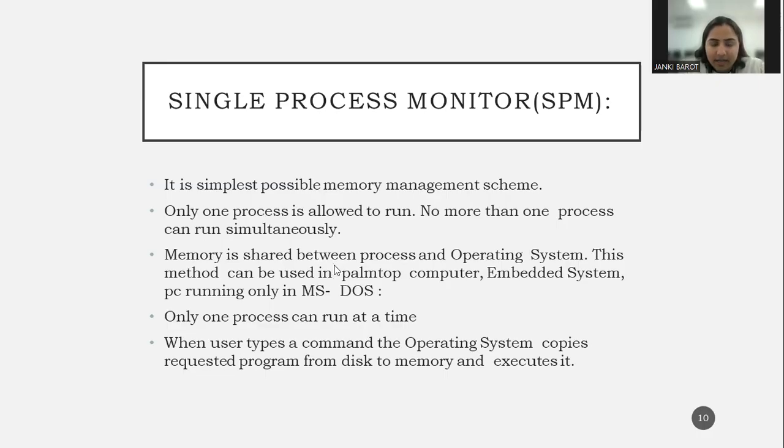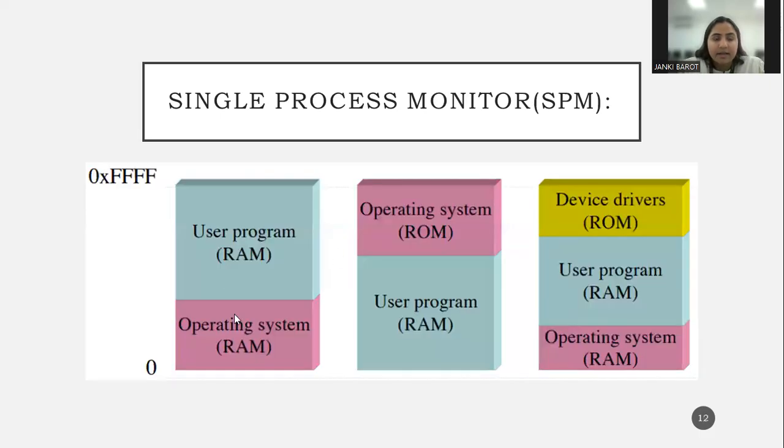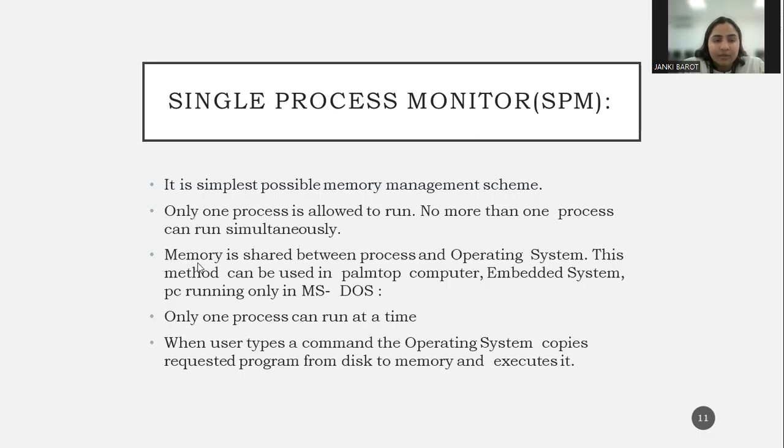Let us see that there is a memory. In main memory, there will be the operating system as well as the user program RAM available for running the process. Both will be in the same memory. So memory is shared between the process and the operating system. This method can be used in palmtop computers, embedded systems, and PCs running only MS-DOS. Only one process can run at a time.